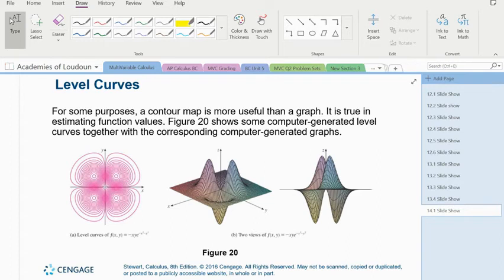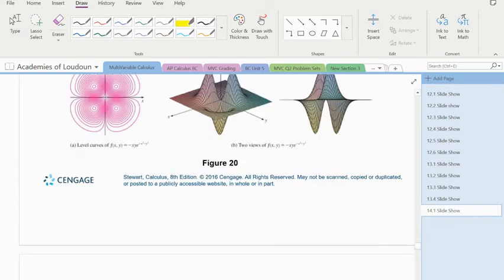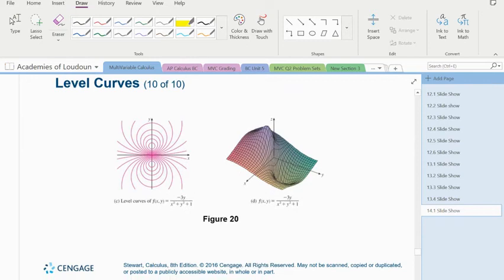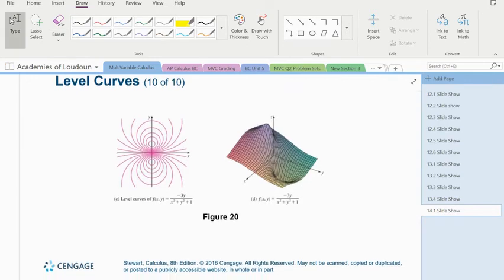Figure 20 shows some computer-generated level curves together with the corresponding computer-generated graphics. Notice that the level curves in part C crowd together very near the origin. That corresponds to the graph in Figure D, which is very steep near the origin.